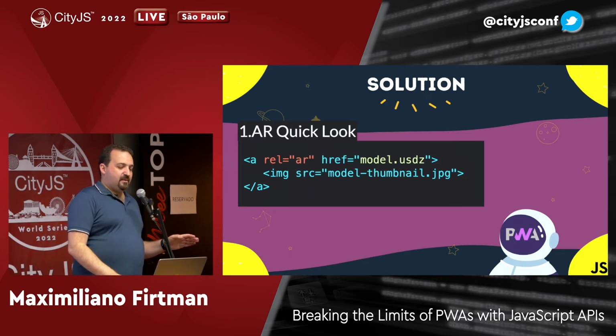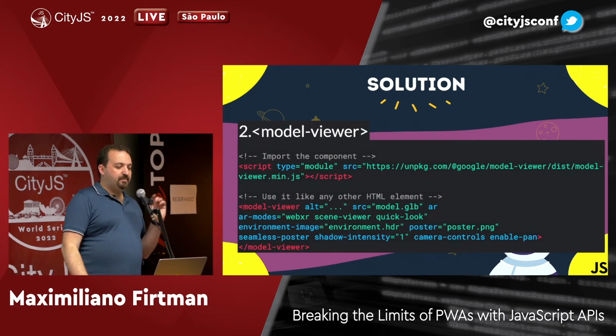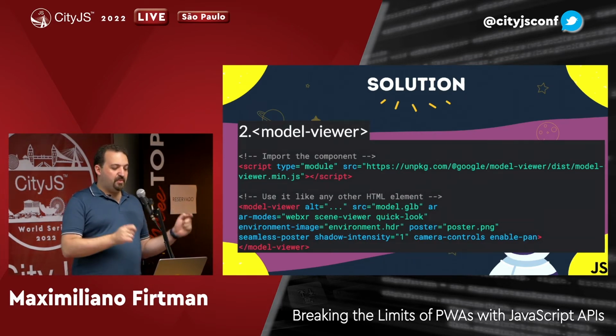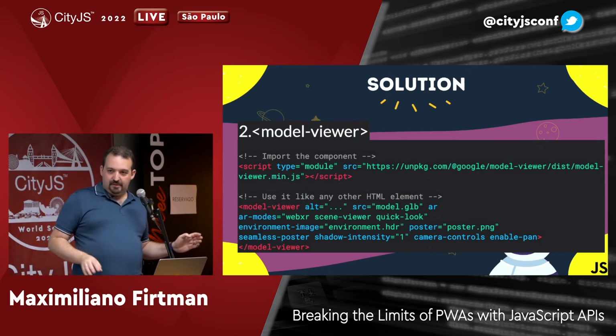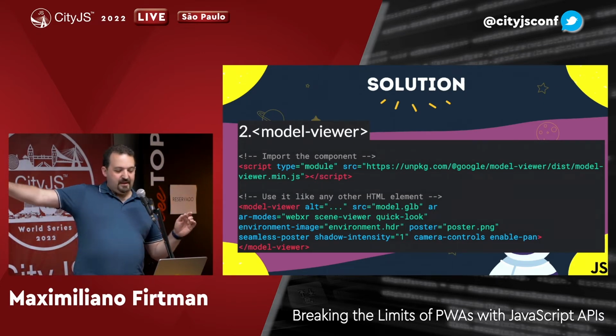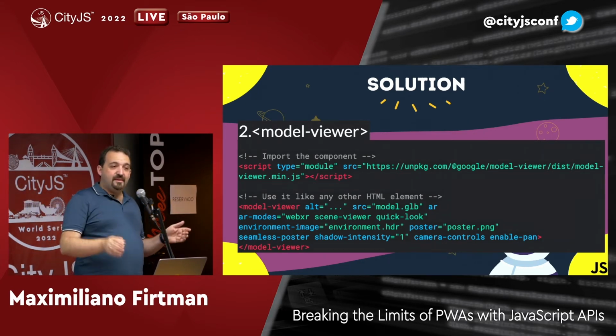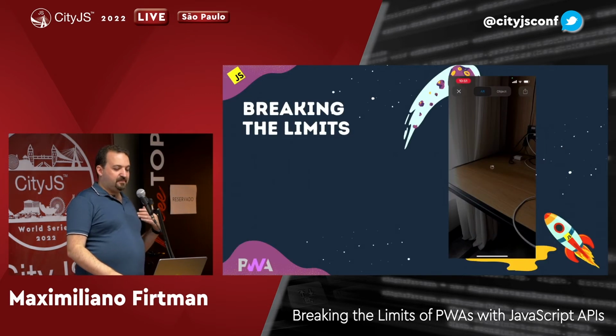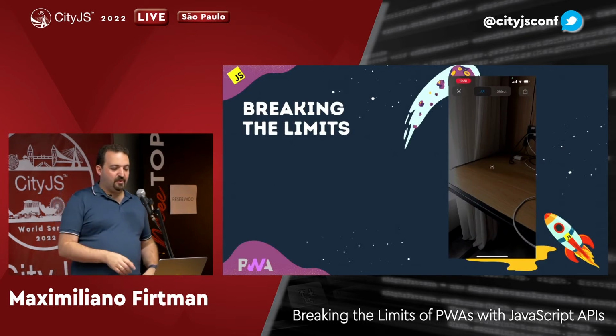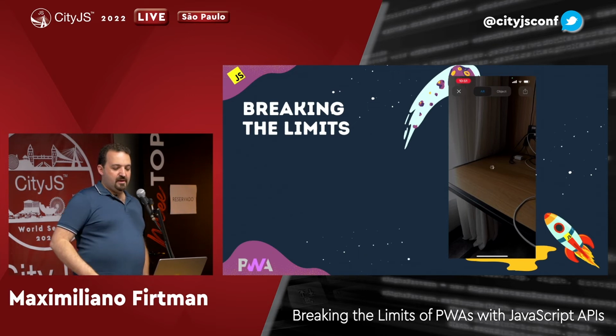Google, on the other side, created something similar as a web component. It's called Model Viewer. In this case, you need to import the web component from a CDN, and then you use the model-viewer tag that has more arguments than the previous one. When you use these tags, what you get is an experience like this. This is this morning at my hotel room.